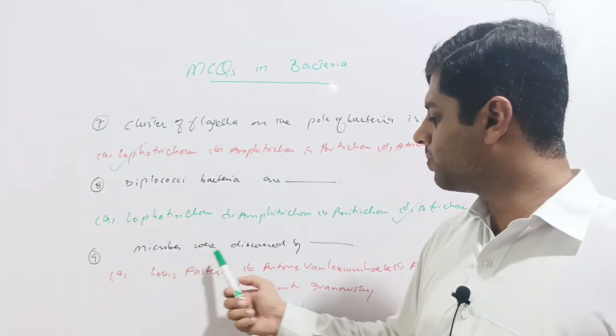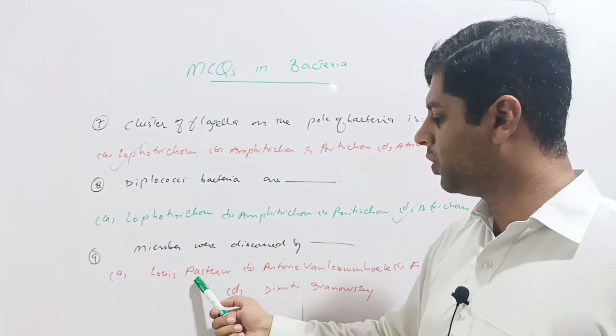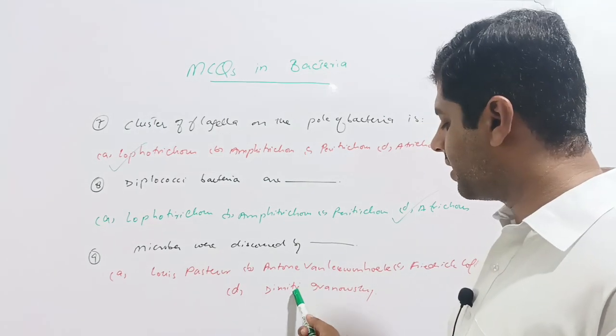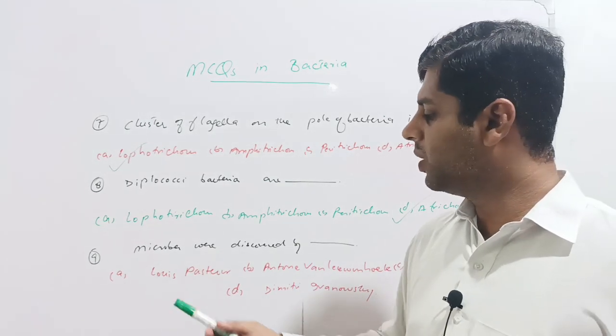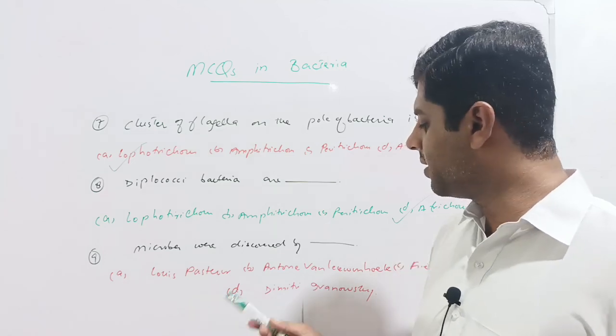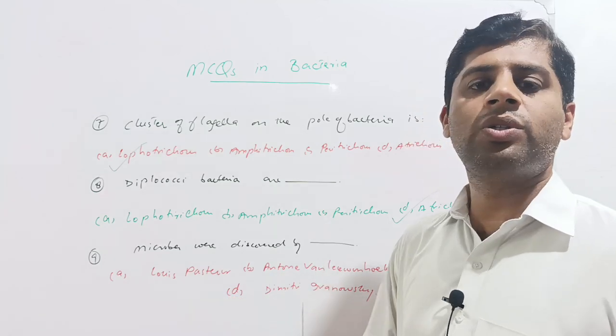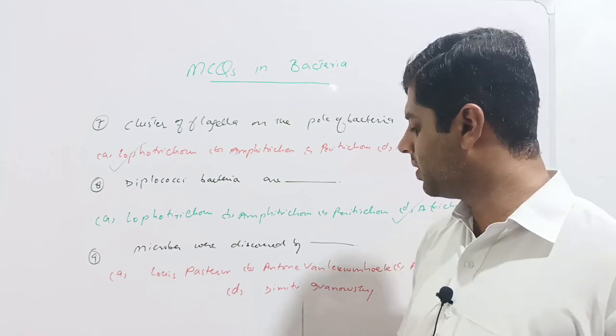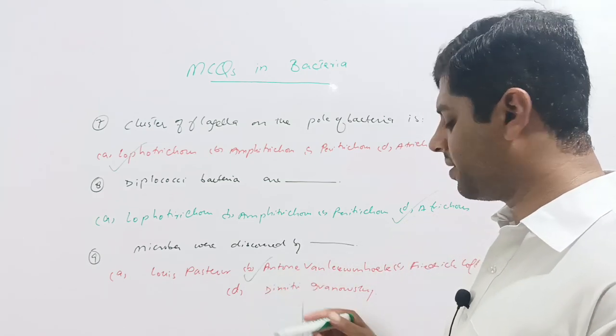Next question is, microbes were discovered by dash. Louis Pasteur, Antony van Leeuwenhoek, Frederick Loeffler or Dmitry Ivanovsky. Louis Pasteur, he developed the vaccines. Antony van Leeuwenhoek was the scientist who discovered bacteria for the first time and called these bacteria the animalcules. So option B is correct.